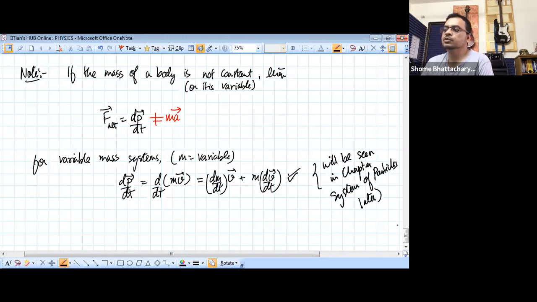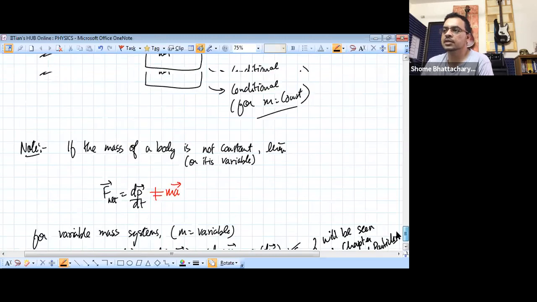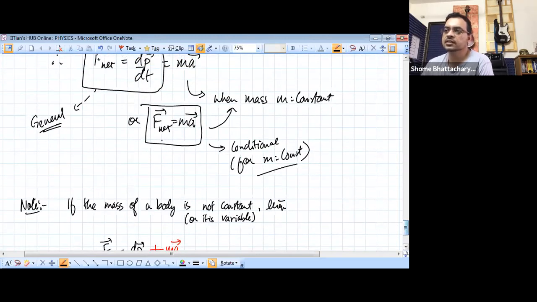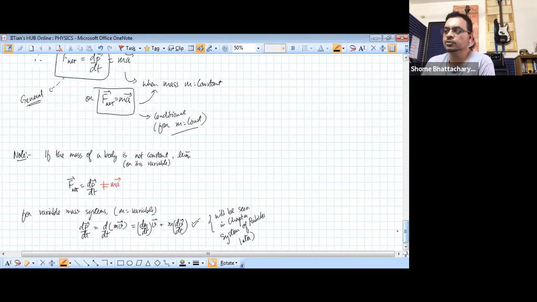In this chapter, we will only be dealing with systems which have constant mass. That is, systems where we can say net force is equal to mass into acceleration. So you need not worry about that second equation just now, but you will see that the justification comes from calculus. Those of you who have studied differentiation of product of two functions, you can see that's what we are applying over here. Mass is varying with time and v is also varying with time. So we are applying the product rule.